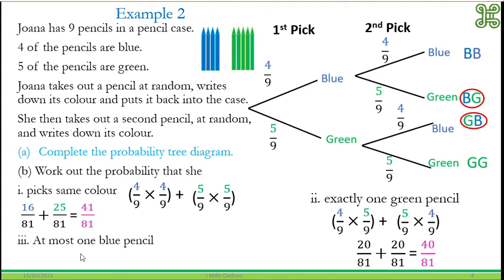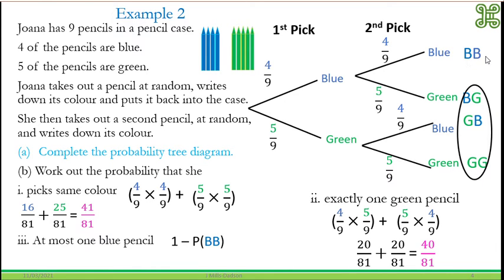Last one, at most 1 blue pencil. At most means the maximum number of blue you should have is 1. Only 1. Maximum number of blue pencils you should have is 1, or no blue at all. So we are looking for blue and green, green and blue, and green, green, no blue. So it's the reverse of at least. So to work out these 3 options, we work out what we don't want and take it away from 1.